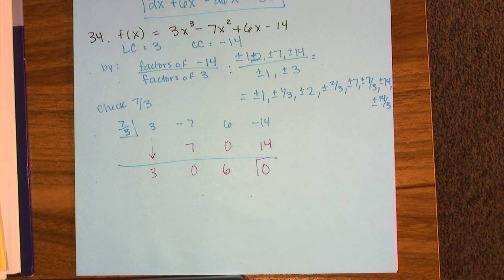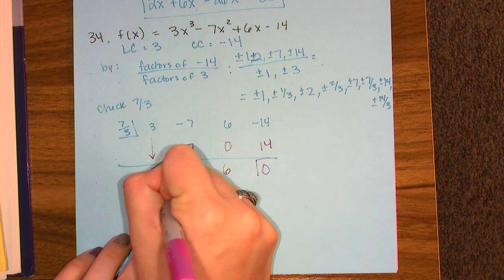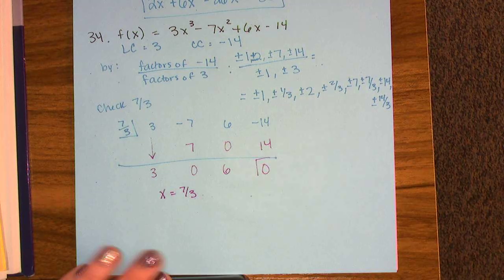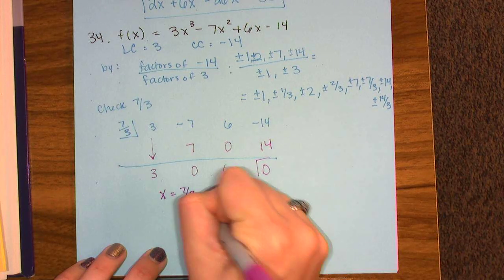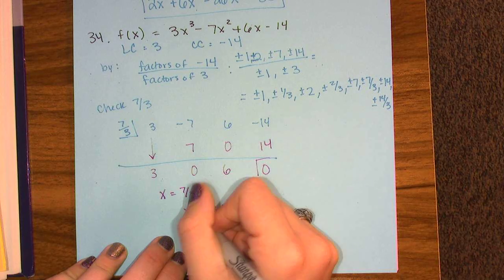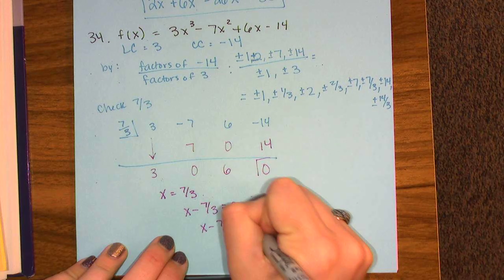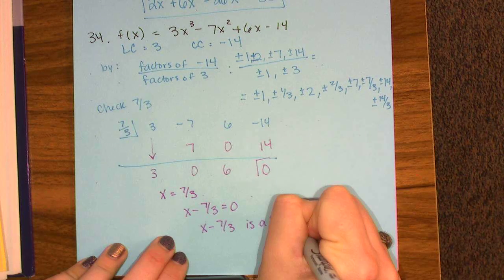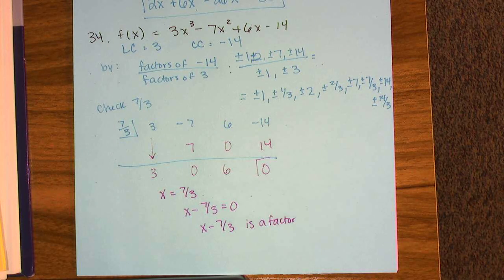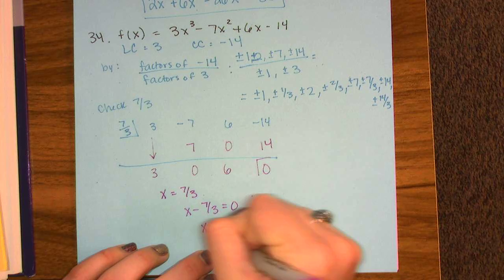Okay, I got 0. So that means then that x is equal to 7/3, or x minus 7/3 is equal to 0. So x minus 7/3 is a factor. And then we could also say that 7/3 is a 0.